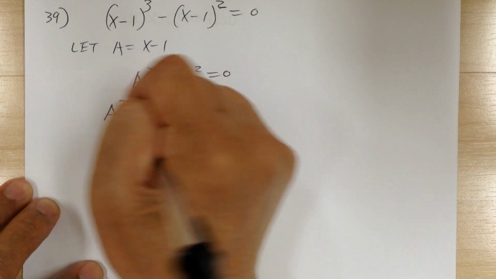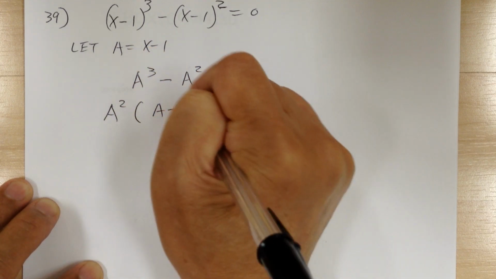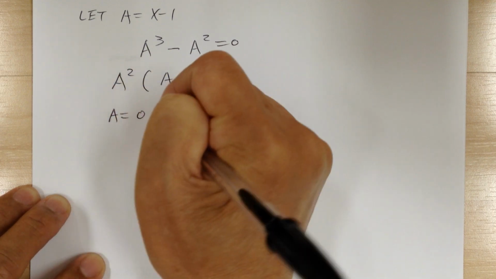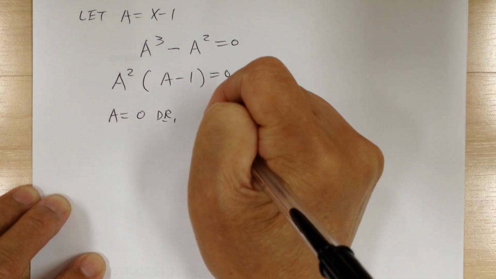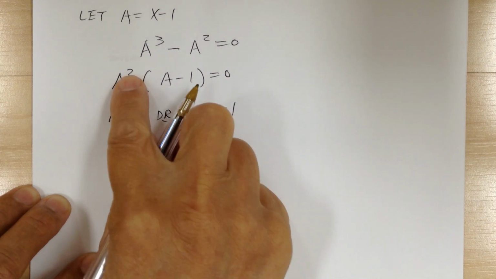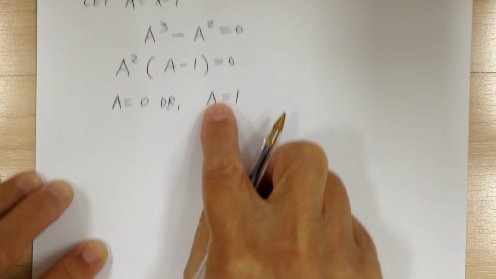So factor out the a squared, so you get a squared times (a minus 1) equal to 0. From here, you're going to get a equal to 0, and this is a double root. And you're going to get a minus 1 equal to 0, so a equal to 1. From here, a equal to 0. From here, a equal to 1.